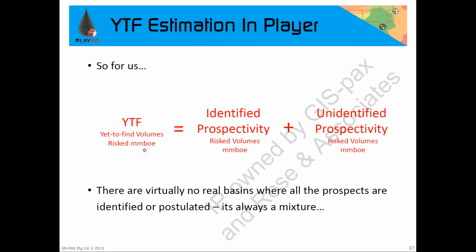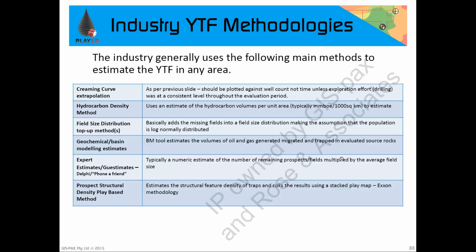So for us, yet to find is the summation of the risk volumes in my prospects plus an estimate of something else that isn't in my prospects, and this is going to change. It's dynamic. It's a mixture. There are other yet to find estimates, and these are the typical ones that people use. Everyone's going to have a creaming curve. There's no problem with that, except it's only predicting the known plays. Geochemical modeling estimates are probably the most dangerous. A lot of companies use them, but when you've got 90% losses of all the hydrocarbons that you've actually generated, it gives you some idea about the error bar that's going to happen at the other end.